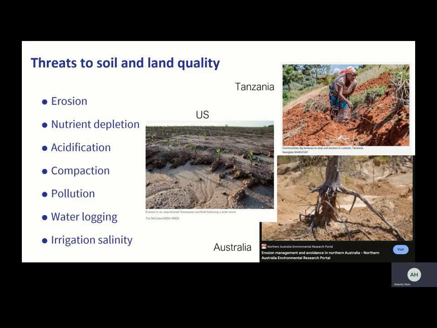And finally, irrigation salinity is a problem. When you are in parts of the world where agriculture is heavily dependent on irrigation, farmers are applying irrigation water, the water evaporates, the salt stays behind, it accumulates, and then that causes problems. So all these are threats to soil.